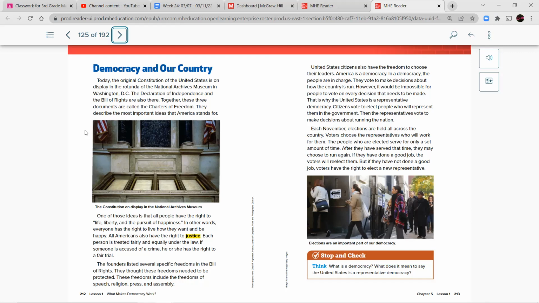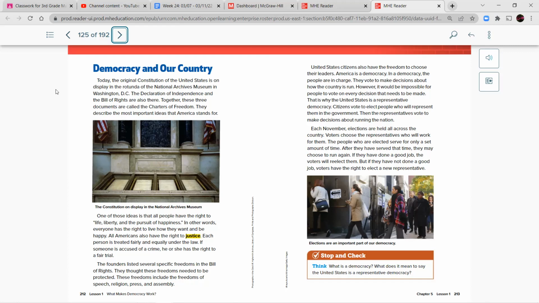The people who are elected serve for only a set amount of time. After they've served that time, they may choose to run again. If they have done a good job, the voters will re-elect them, but if they have not done a good job, voters have the right to elect a new representative.